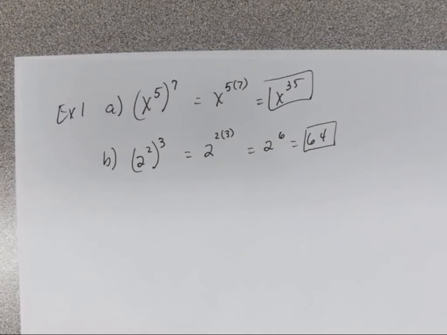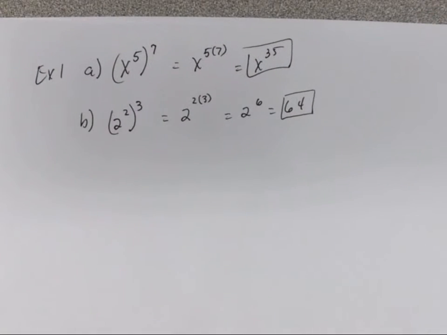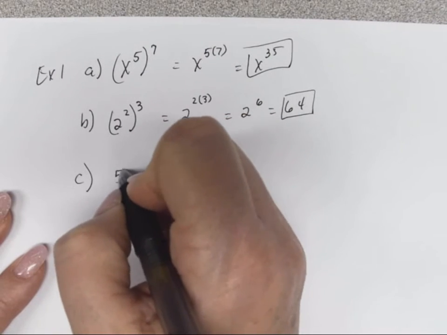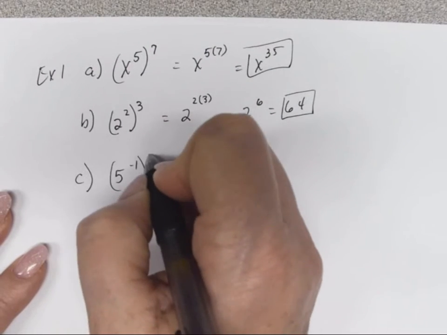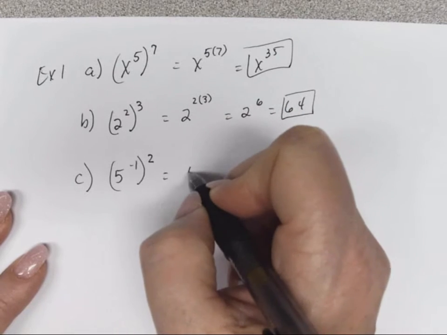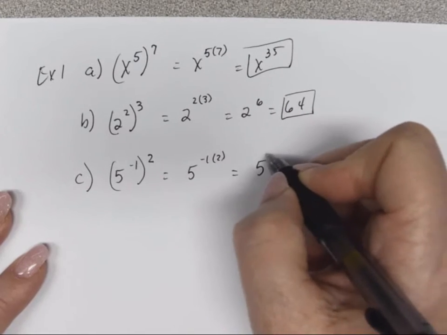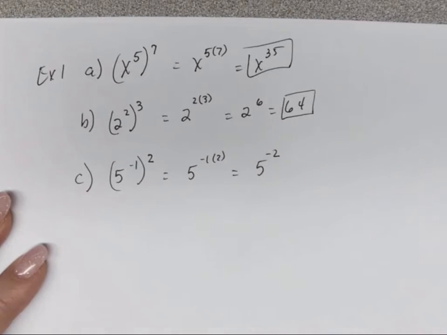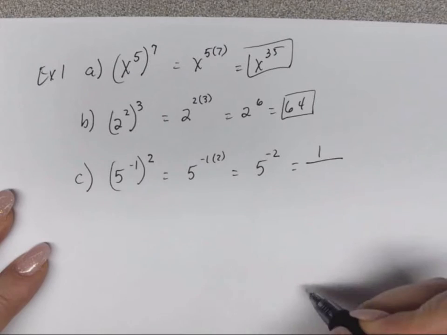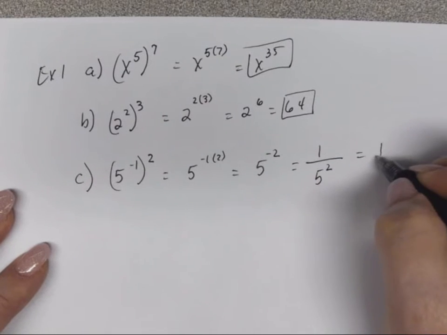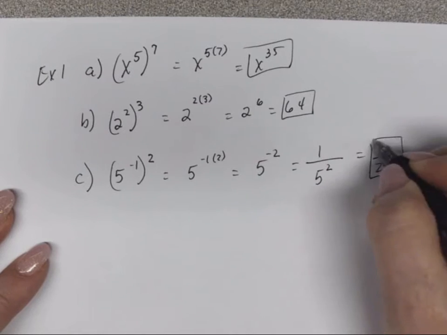So we've added and subtracted, now we are multiplying exponents. So if we have 5 to the negative 1 power raised to the 2nd power, we have 5 to the negative 1 times 2, which gets us 5 to the negative 2 power. We can't leave it with a negative exponent, so it has to go down in the denominator to 5 squared, which will be 1 over 25. And don't forget the 1 on the top.